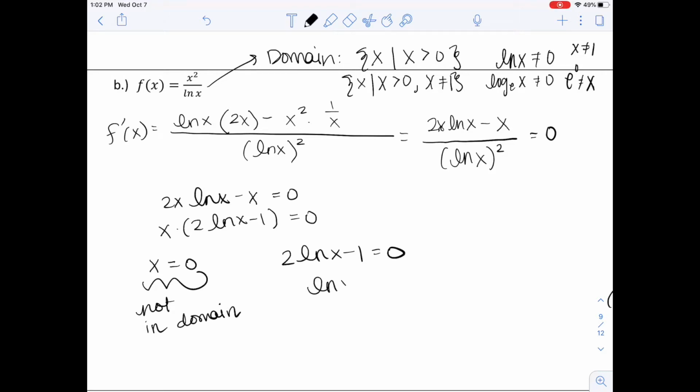And then for the second one, if I add 1 and divide by 2, I have ln of x is equal to 1/2. And again, rewriting this as log base e of x equals 1/2, I can rewrite this in exponential form as e to the 1/2 is equal to x, and this is approximately equal to 1.65.